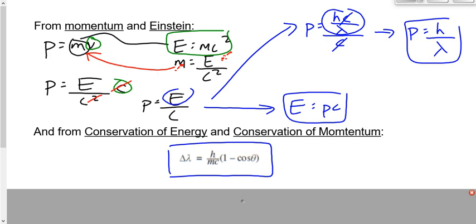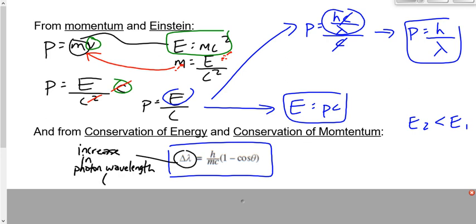Photon number 1 strikes the metal, electron ejected, and photon number 2 also ejected. Photon number 2 is less energetic than photon number 1. If it has a smaller energy, it has a smaller frequency. If it has a smaller frequency, it has a bigger wavelength. Delta lambda stands for the increase in wavelength, and that's going to be measured in meters. The wavelength of the photon increases because the energy decreased.